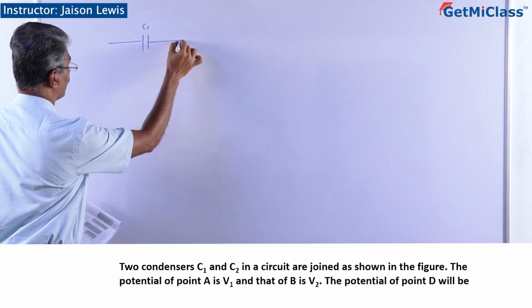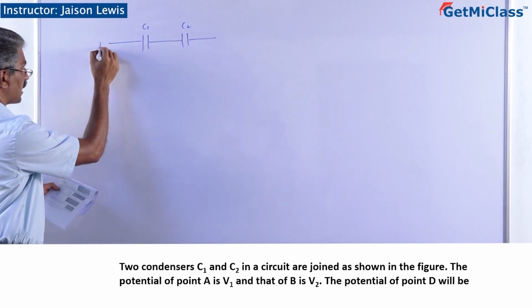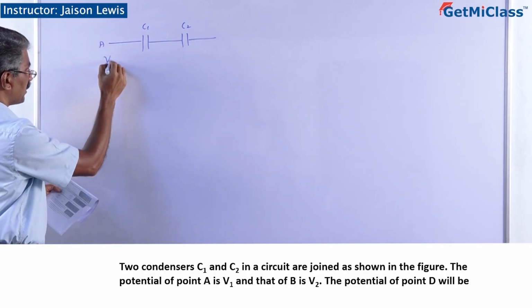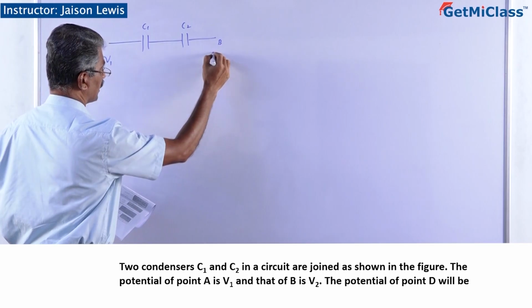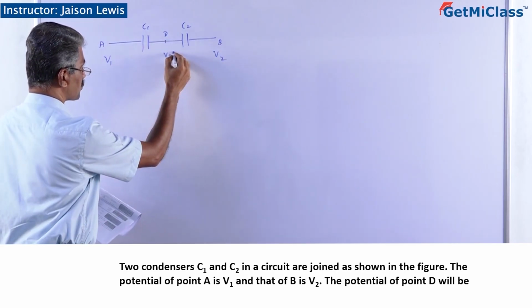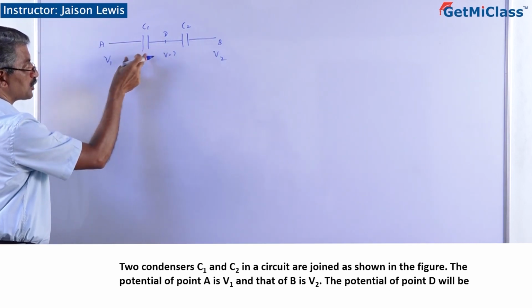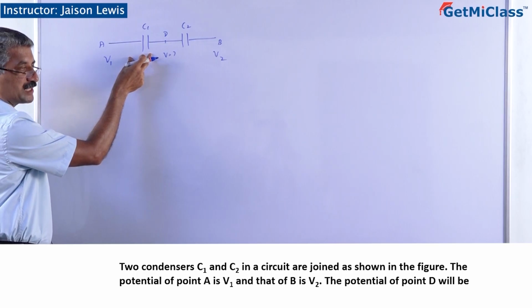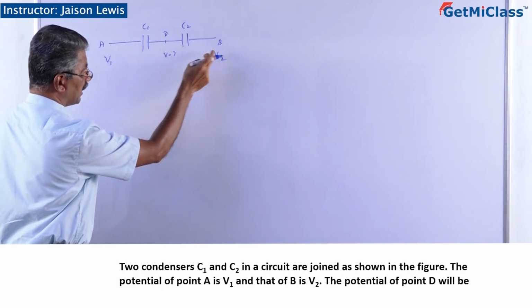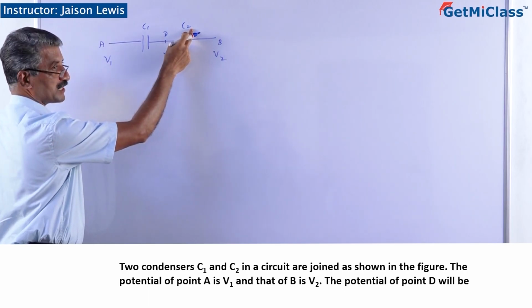Let them be C1 and C2, already given, and the potential at A, the leftmost corner, is V1, where B is V2. Let D be the point here where the potential is V, and that V is the question. We know the potential difference between A and D is shown across a capacitor, that is C1. Similarly, between D and B there is a potential difference, and that difference is across the capacitor C2.